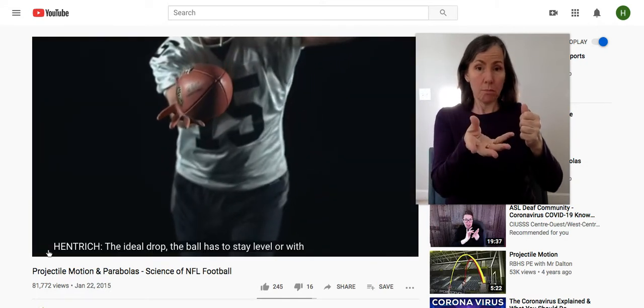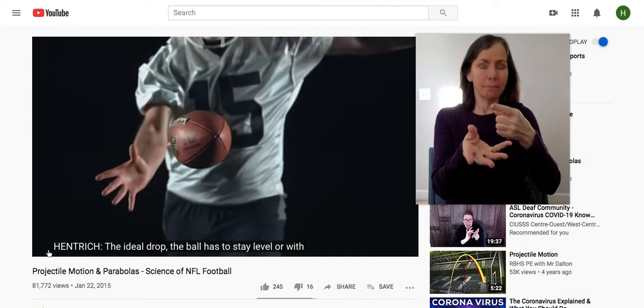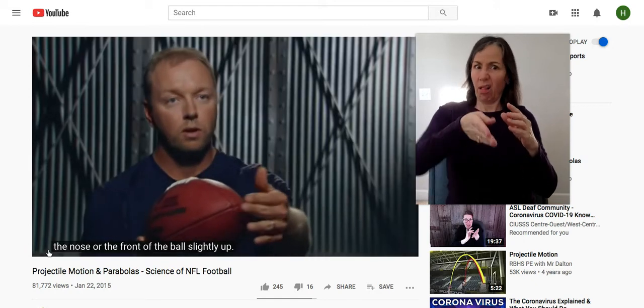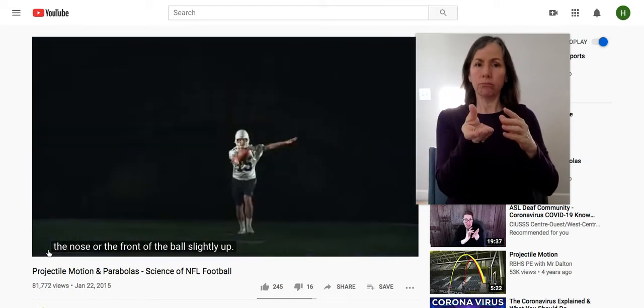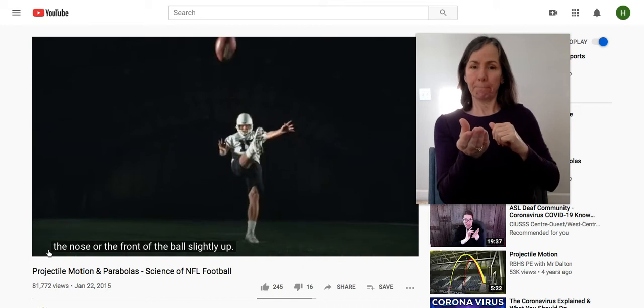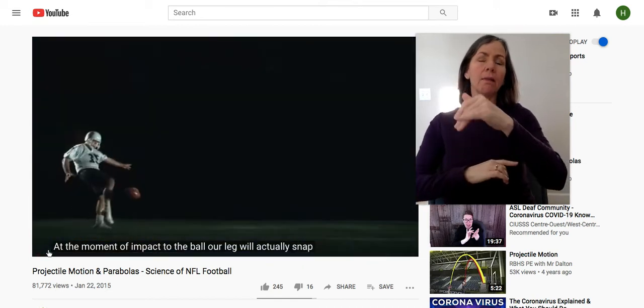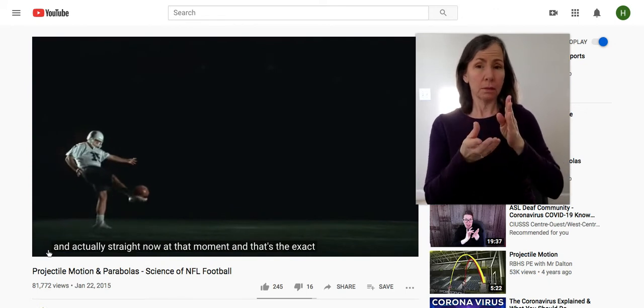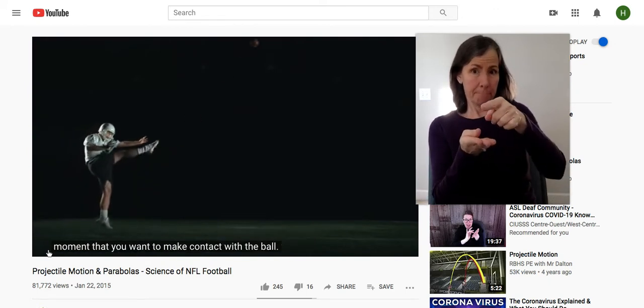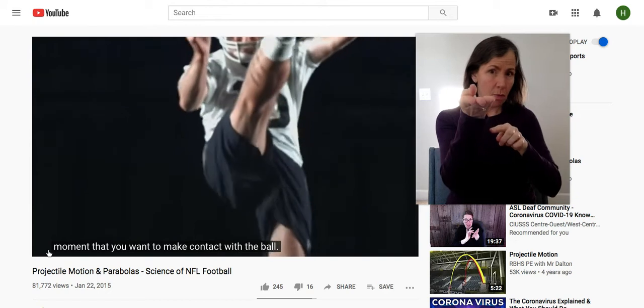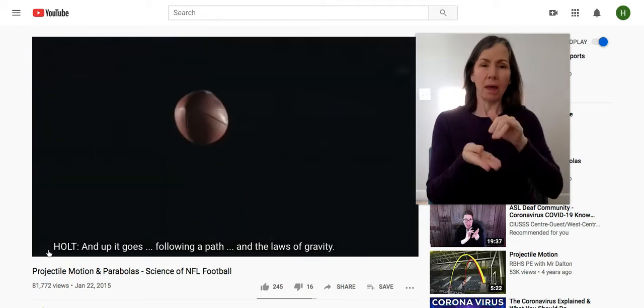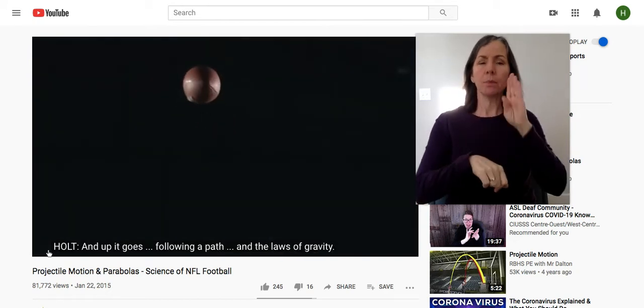In the ideal drop, the ball has to stay level, or with the nose, or the front of the ball, slightly up. At the moment of impact of the ball, our leg will actually snap and straighten out at that moment, and that's the exact moment that you want to make contact with the ball. And up it goes, following a path and the laws of gravity.